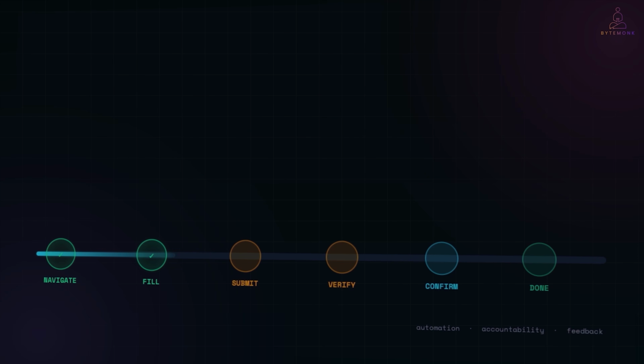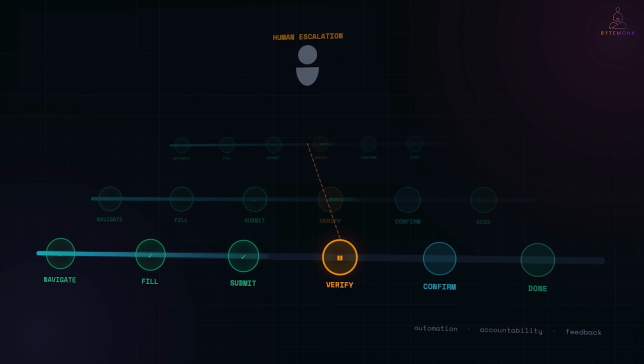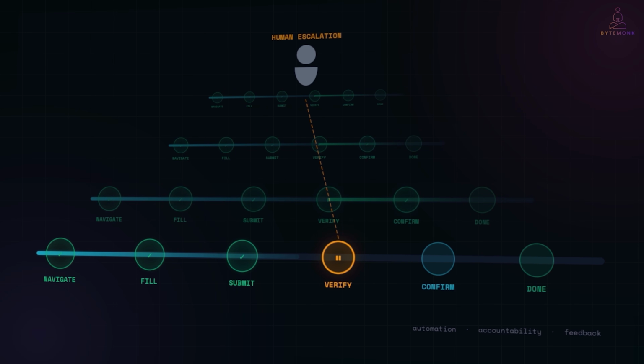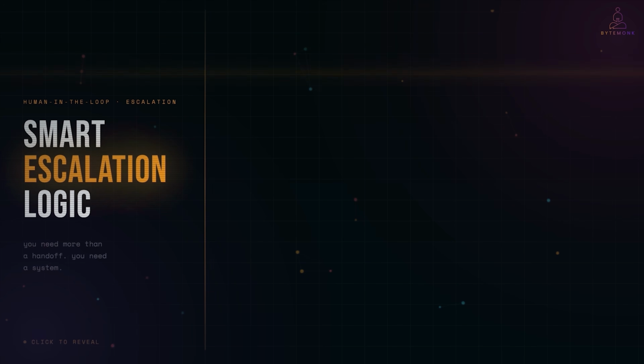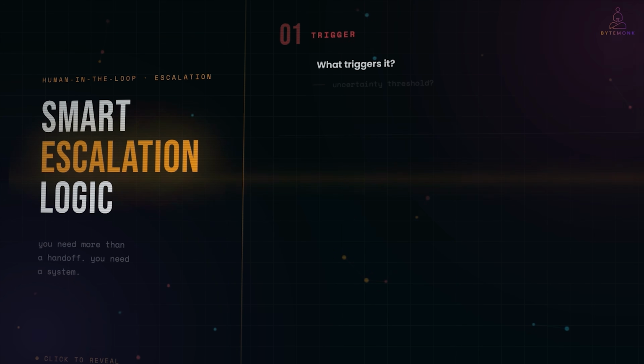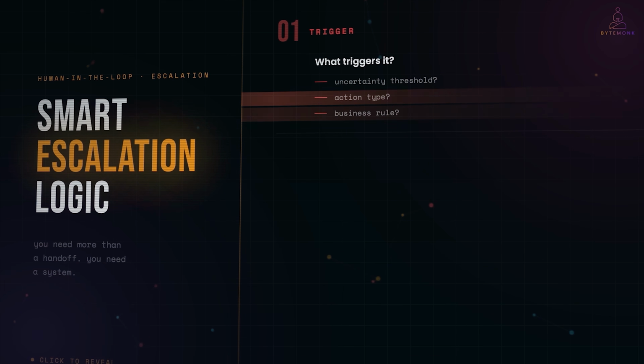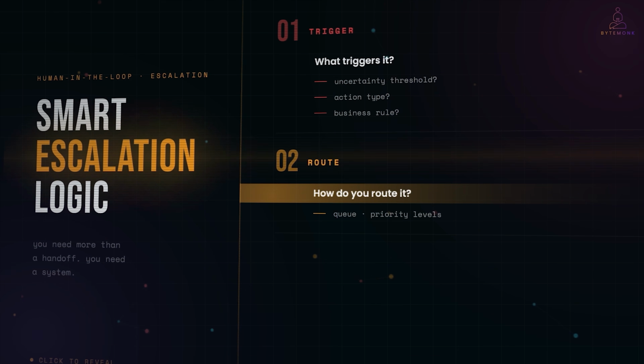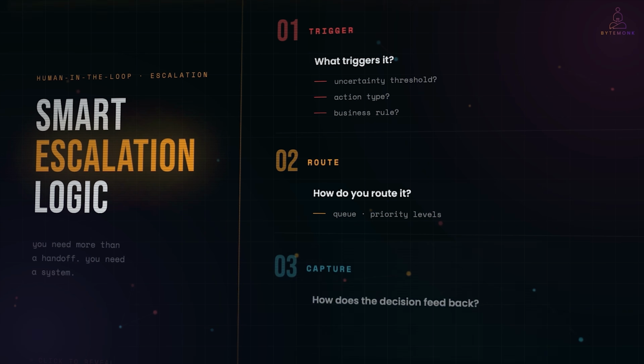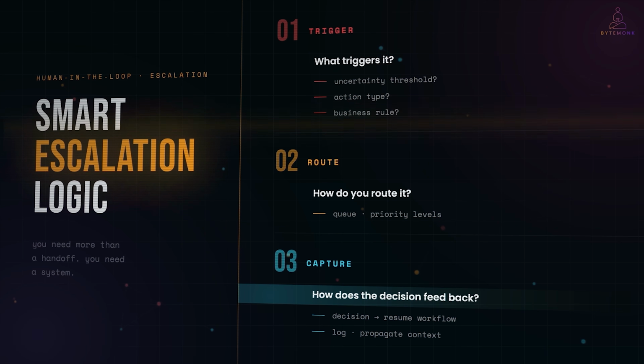Now, at scale, this becomes an architectural problem. If you're running thousands of workflows, you can't have humans watching every one. So you need smart escalation logic. What triggers an escalation? Uncertainty threshold, specific action types, business rules. How do you route it? Queue system, priority levels. How do you capture the human's decision and feed it back?